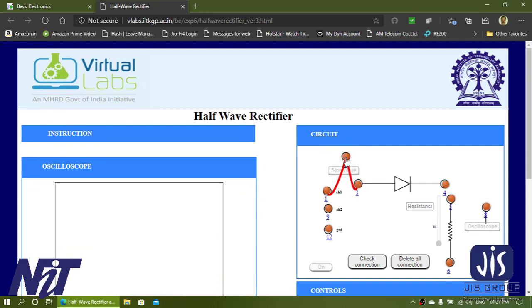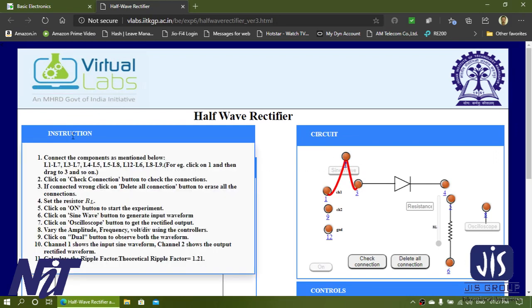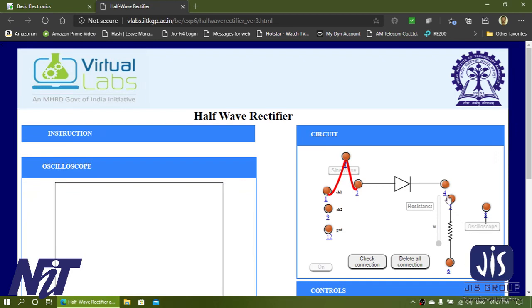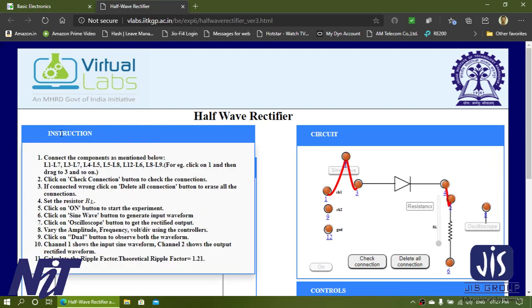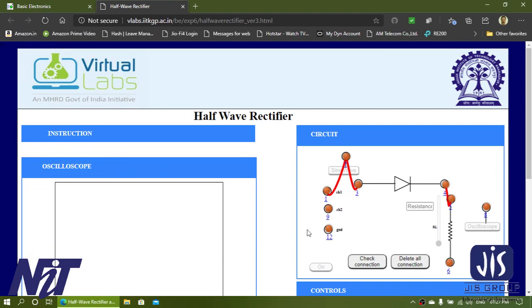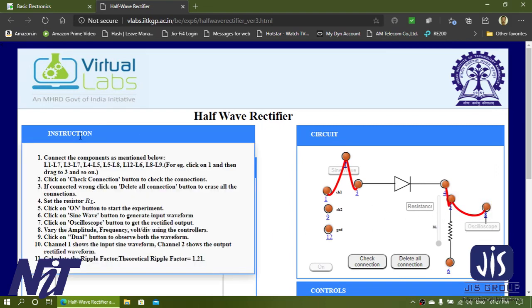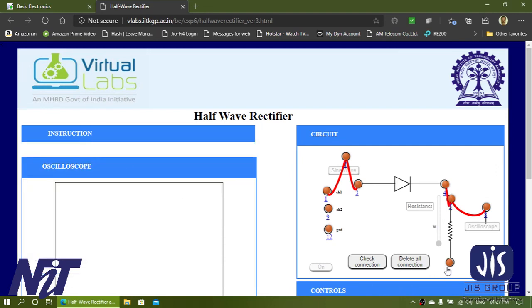and now L3 to L7, connect your rectifier input to the function generator. Now L4 to L5, output to the load, one end of the load. And L5 to L8, connect the output to the CRO. Now L12 to L6, the ground path, you have to complete your ground path by connecting to the other end of the load.